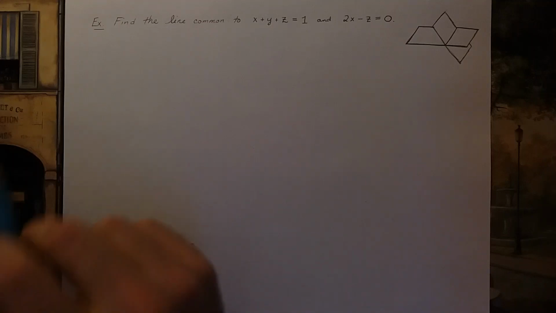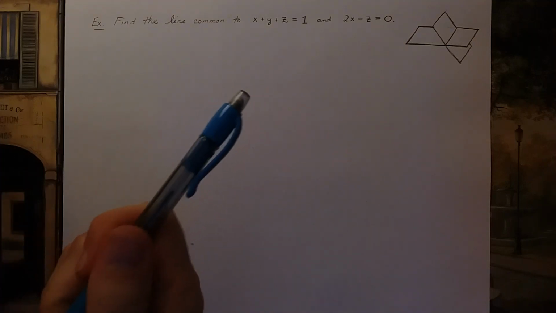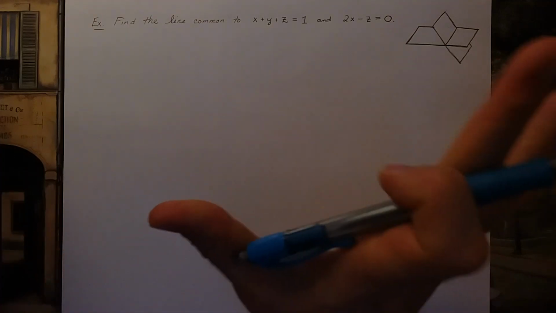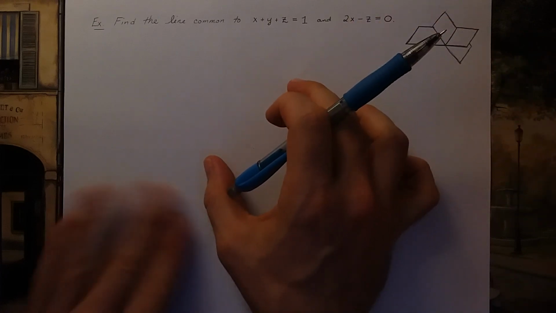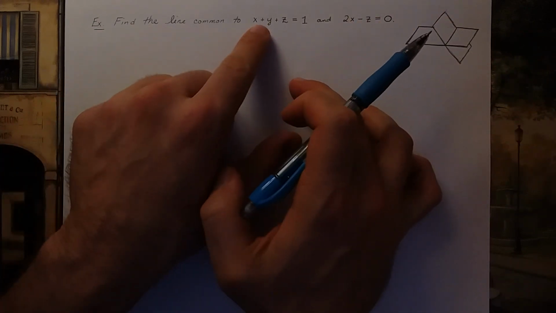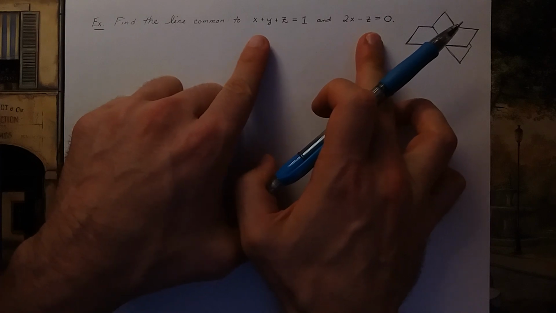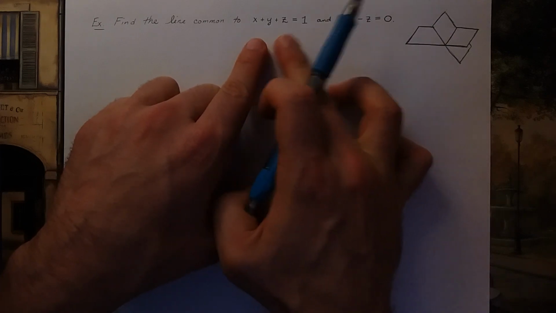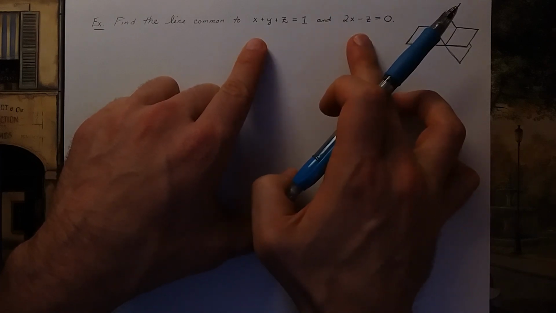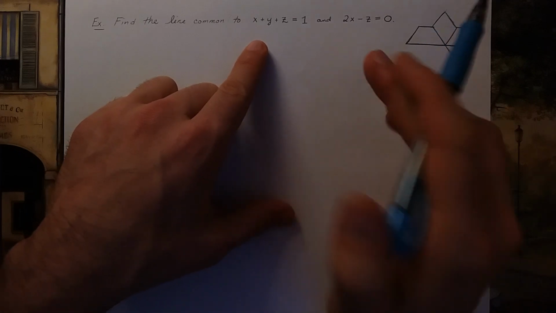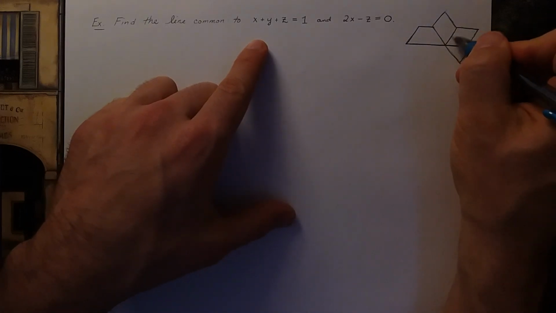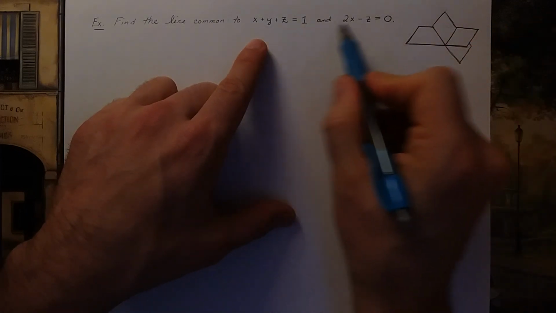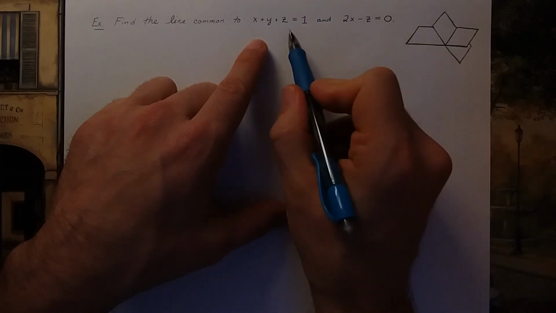Here are a couple more example problems involving lines and planes in R3. So here's a good problem. Let's find the line common to these two planes. I'm giving you the equation of two planes, and I'd like to know the equation for the line that is intersecting both of these planes.